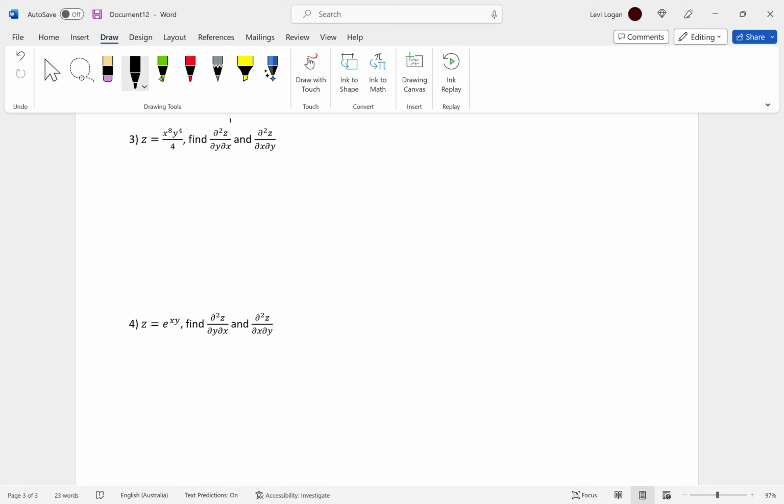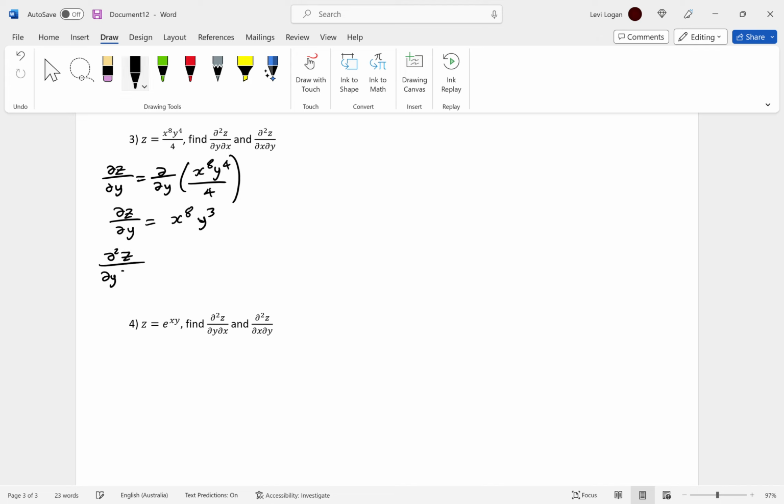Alright, so we're going to do the first one here. We're going to differentiate the entire thing with respect to y first. So this is the first one I'm differentiating with. Delta z over delta y, differentiate the entire thing with respect to y. So our x to the 8 is a constant. I bring the 4 down the front from the y. So delta z over delta y is going to be x to the 8 multiplied by y, 4 minus 1 is 3. That's the first derivative.